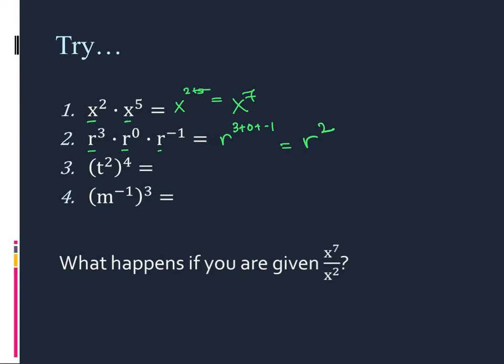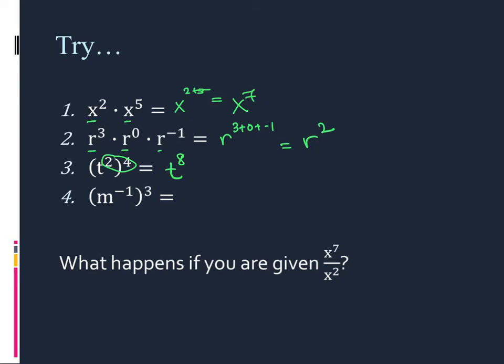For number 3, I have a power being raised to a power. So because I have a power being raised to the power, my base stays the same, and then we just end up multiplying the exponents. So I end up with t to the 8th power.